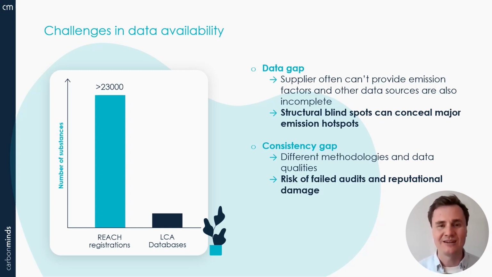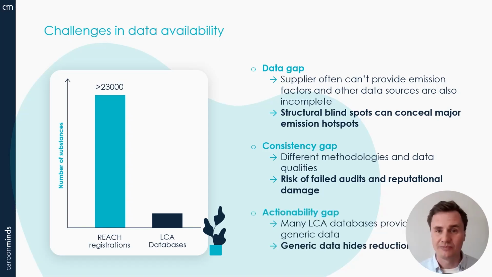And if we work with data that are based on different methodologies, the interpretation might be difficult because the data is not comparable, so there's a risk of failed audits and even reputational risk. And thirdly, when collecting data, for example, from databases, we are often faced with highly generic data, for example, global averages for a specific product. And these generic data points cause what we like to call the actionability gap, because they are hiding all the variabilities in production chains, which are at the same time our levers for reduction.